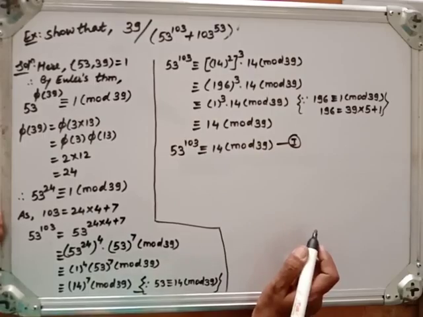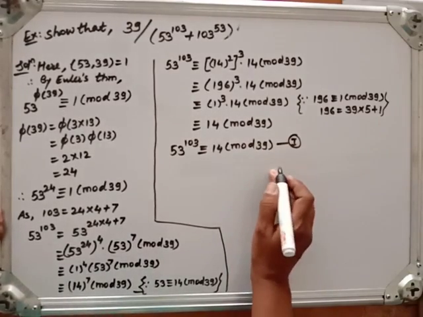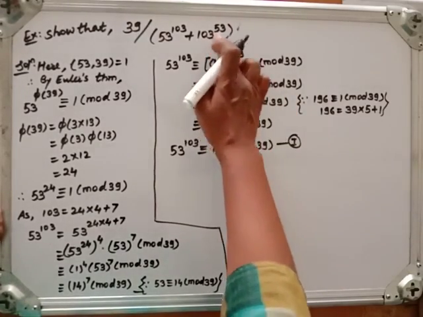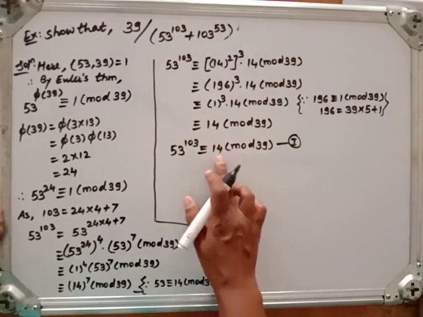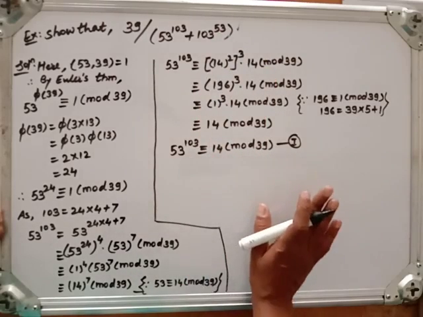Now let us do the work for 103 raised to 53. Now this 14 is less than 39, so here onwards we can't do anything.